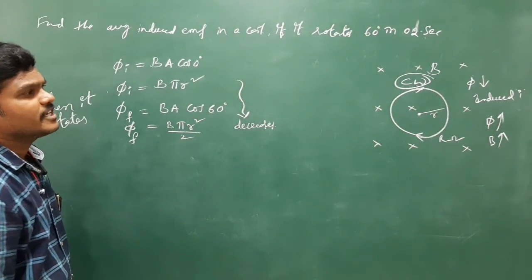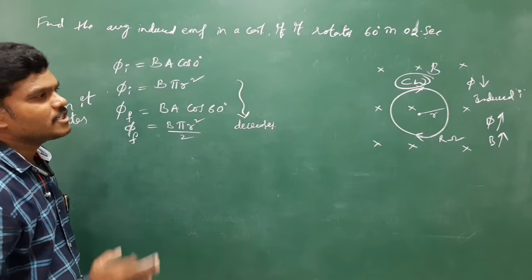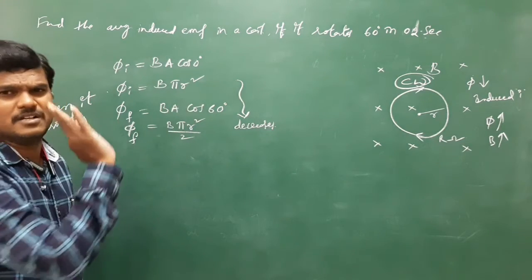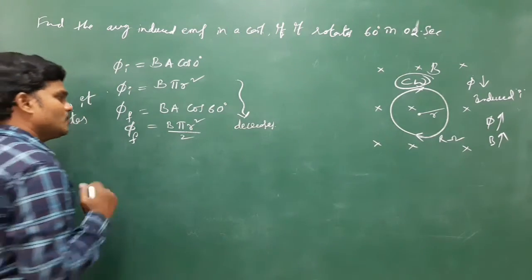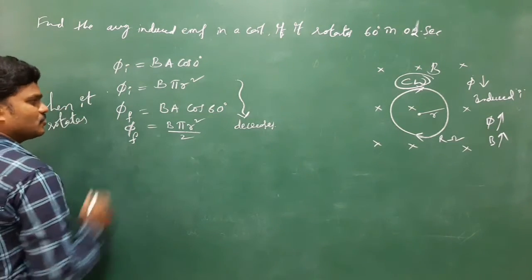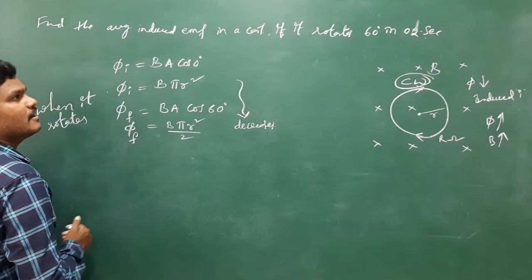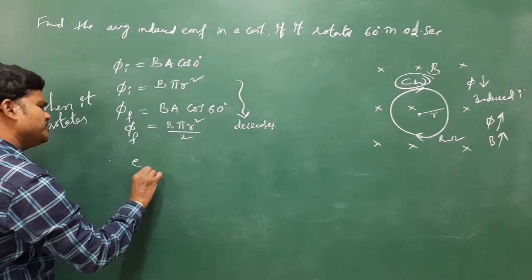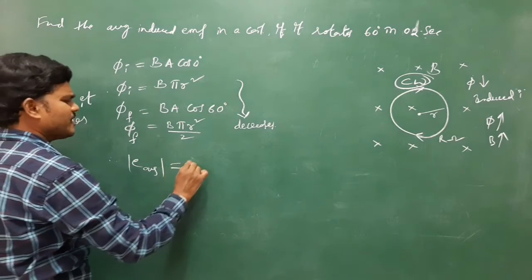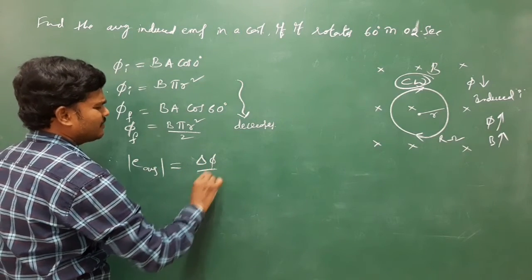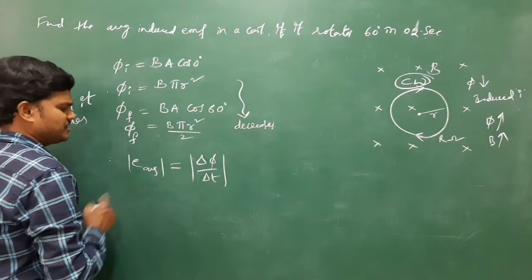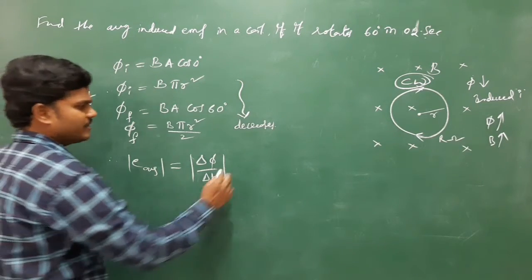Okay. So the direction of induced current is clockwise when it rotates through 60 degrees, with respect to the normal. Now here, we have the final flux, and the time given for 60 degrees. So we can write the average induced EMF, taking the magnitude, as delta phi by delta t. Average induced EMF you can take as delta phi by delta t.